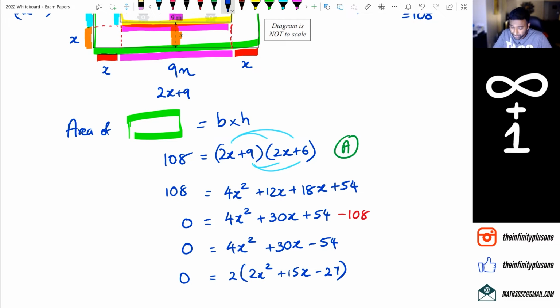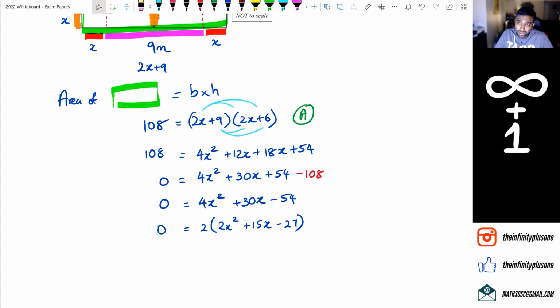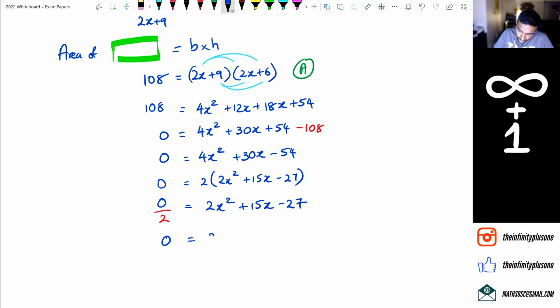is equal to 0. So at this point, I can forget about the 2, because 0 divided by 2 is 0. But I know sometimes people go, oh, what happened to the 2? So here we go, 0 divided by 2. I'm just going to put that extra line there. We've got 2x squared plus 15x minus 27. So 0 divided by 2 is just 0. We've got 2x squared plus 15x minus 27.